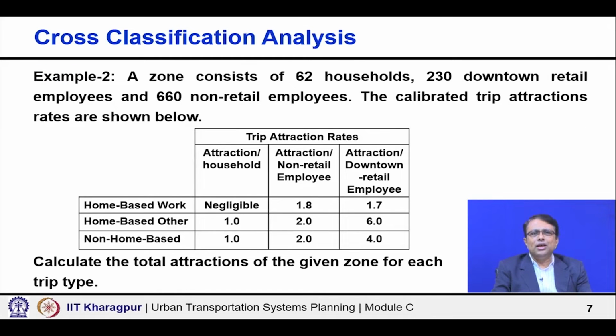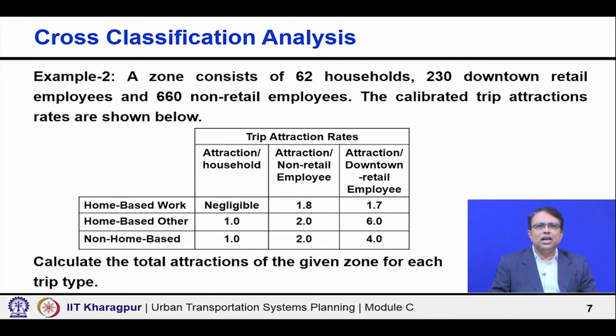That is one application. Let me take another example which shows the application for the trip attraction. In this case, we are saying a zone consists of 62 households, 230 downtown retail employees and 660 non-retail employees. So, 62 households, 230 downtown retail employees and 660 non-retail employees. The calibrated trip attraction rates are given below.